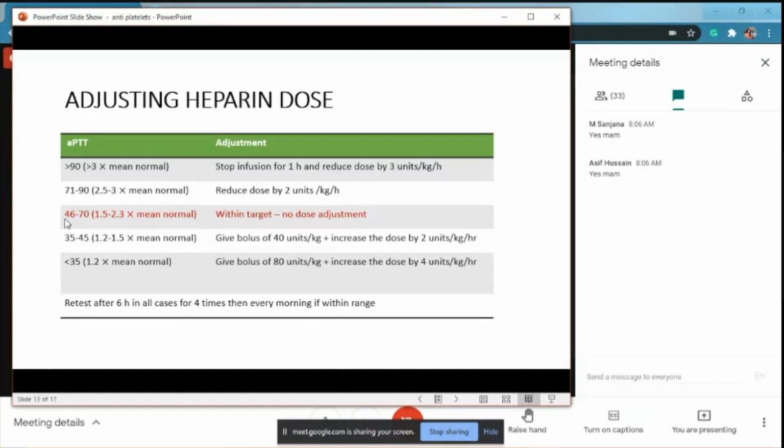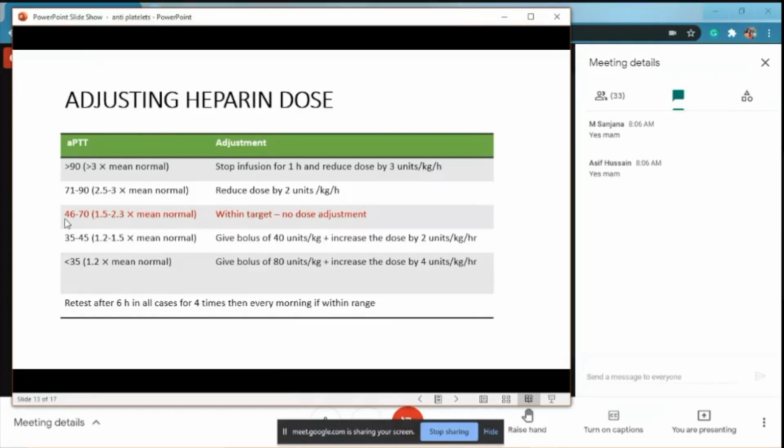What if it's between 35 and 45? Here we give the bolus of 40 units. So it is half the dose of below 35. So 40 units per kg, just make it half. Again, it's pretty much easy. Always memorize the target, like the normal level. So it is 46 to 70.